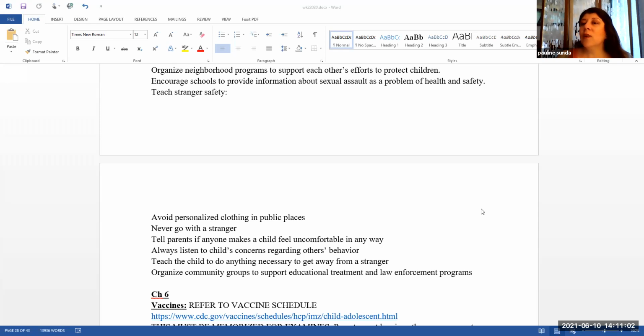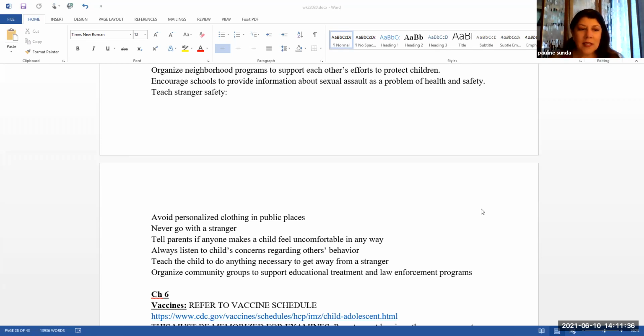Often, children are taught don't hit. Well, we need to let them know don't hit unless. So there are a few exceptions to that rule, and this is one of those exceptions. This is where you're going to teach them to scream, fall to the floor, kick, bite, do whatever it is that they need to get away. Also, organizing community groups to support educational treatment and law enforcement programs to help address this issue.